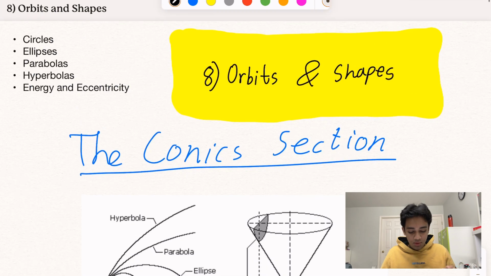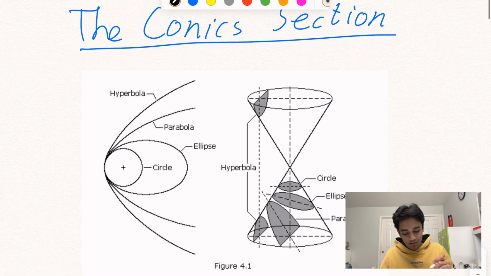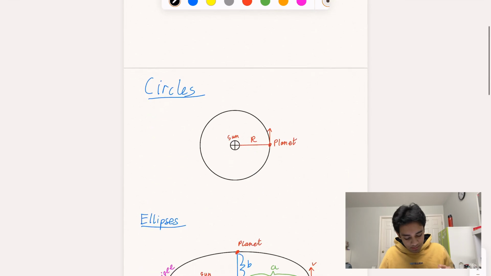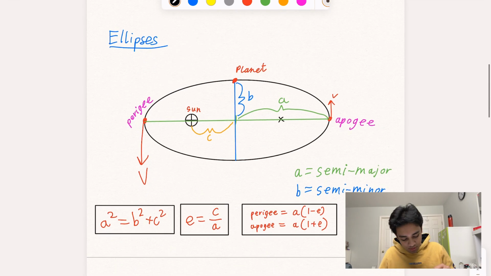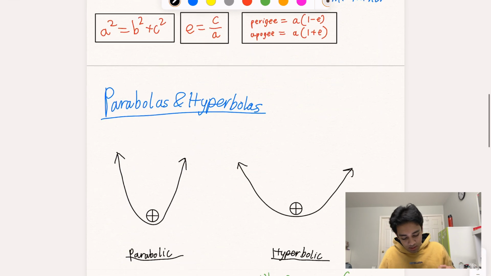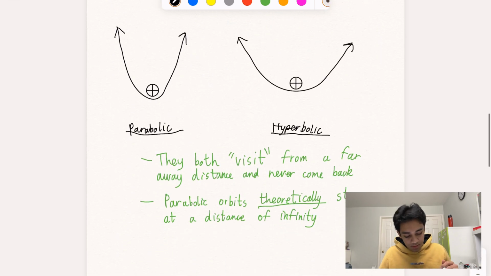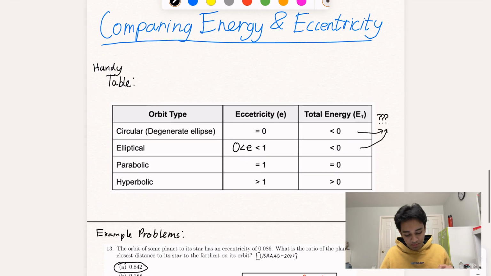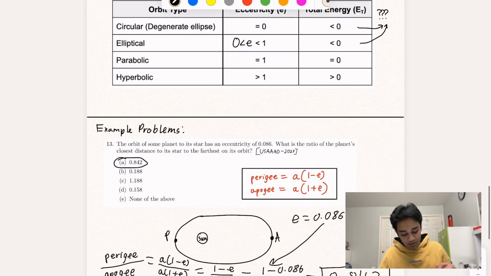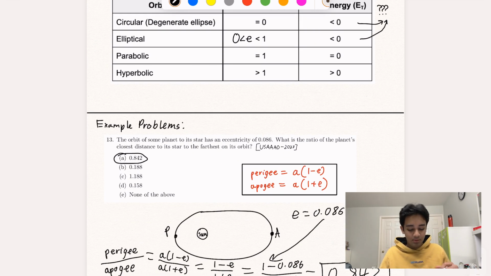So to review, we covered what the conic section is, giving us these 4 different shapes. We went in depth for circles, ellipses, and we had 3 formulas. We had parabolas and hyperbolas and the differences and similarities between them. And then we compared the energy and eccentricity in this chart. And we'll go deeper into the total energy, how that's being defined as negative, in a future video. And then last, we went through an example problem.